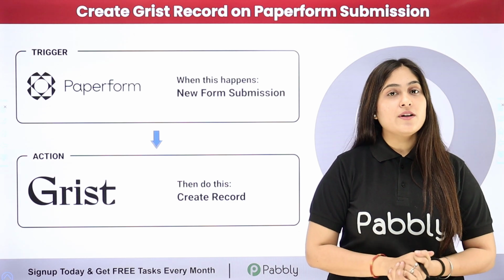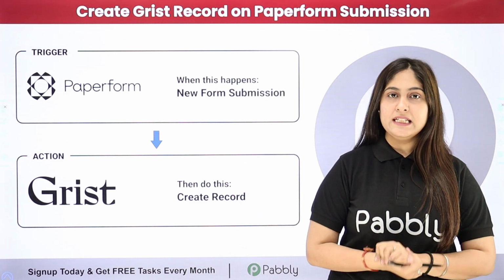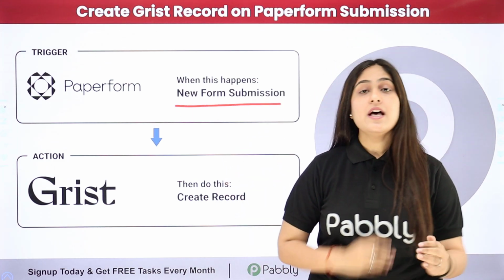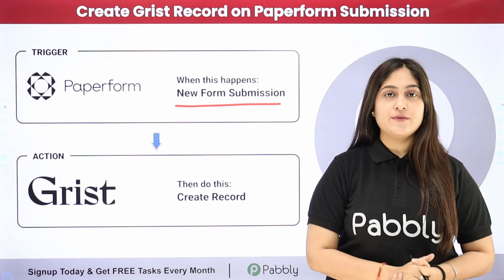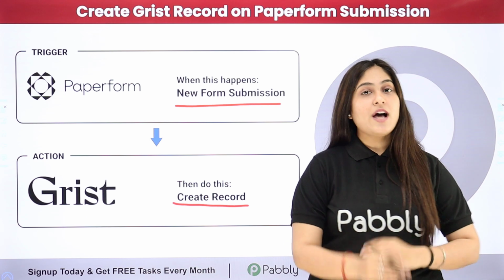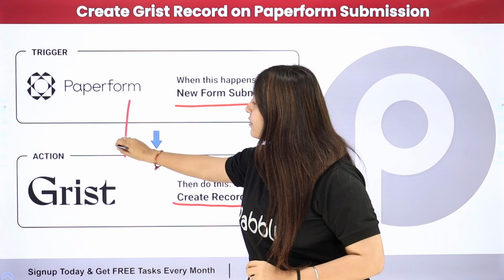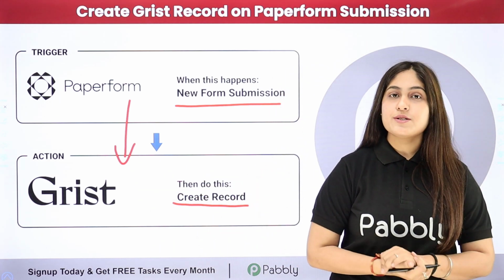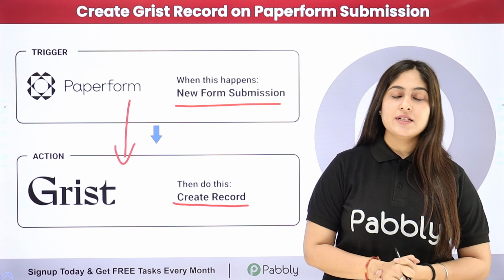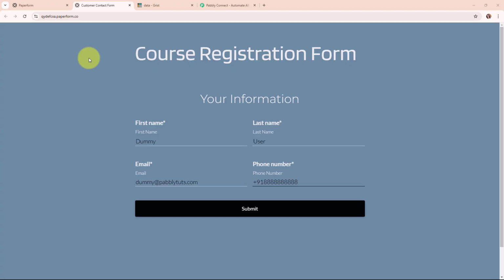So here I am using a contact form that I have created using Paperform to receive new contact details of my lead. And here my objective is that whenever I am going to receive a new form submission, then automatically the details of that form submission should be added as a new record in my Grist account. So now here to automate the entire process, I need to connect my Paperform with my Grist account using an automation software named as Pabbly Connect. So to see the working of this automation and to learn this process step by step, let me take you to my screen. Welcome to my screen.